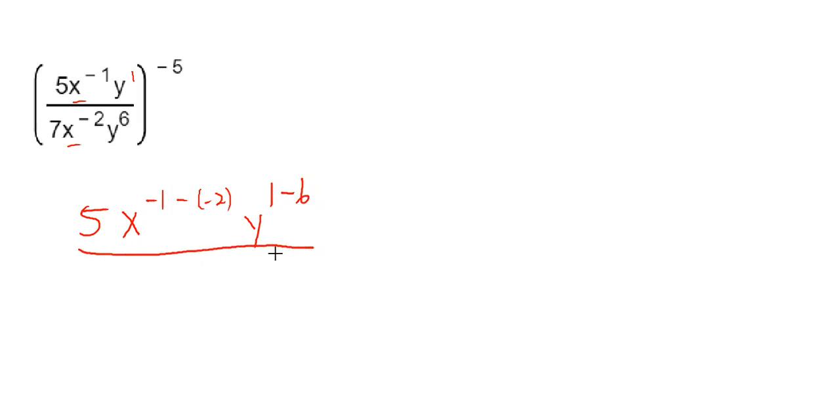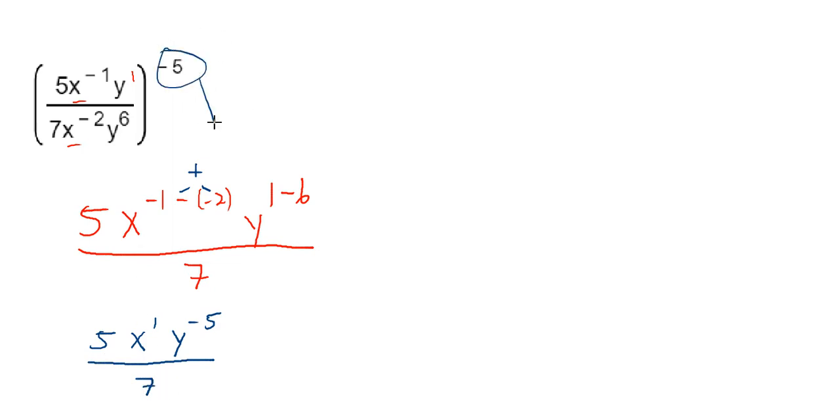And that will still all be over 7 because the 7's not getting canceled out, so we'll still have a denominator in this case. Right? So we'll simplify, and then we'll bring that power of negative 5 back into the picture. And so this will become a plus here, negative 1 plus 2, which will make that a 1. So we get 5x to the first power, y to the negative fifth power, the whole thing over 7.